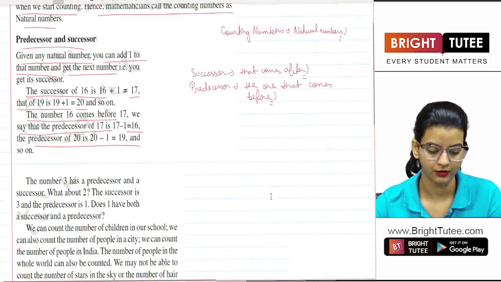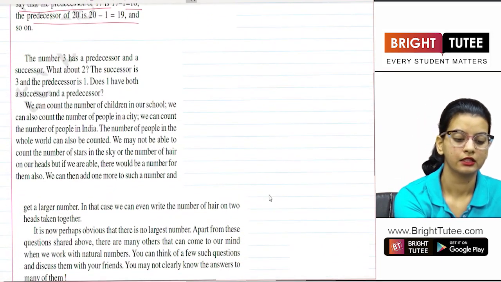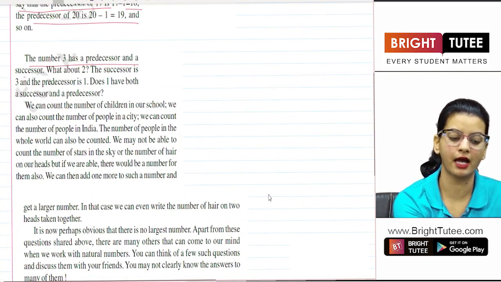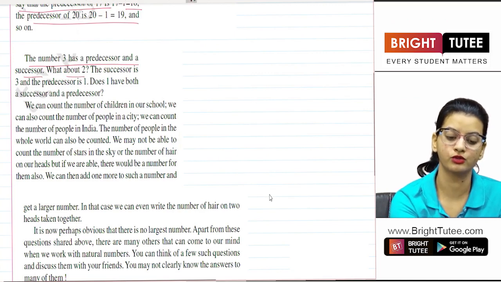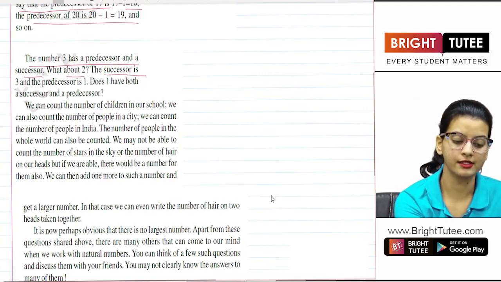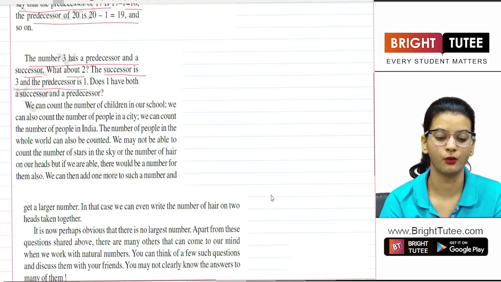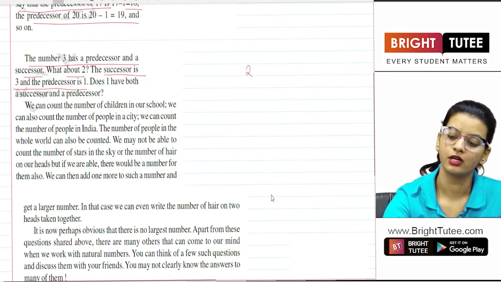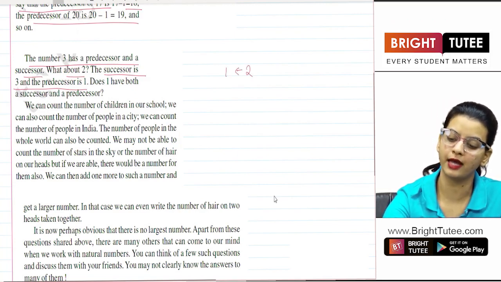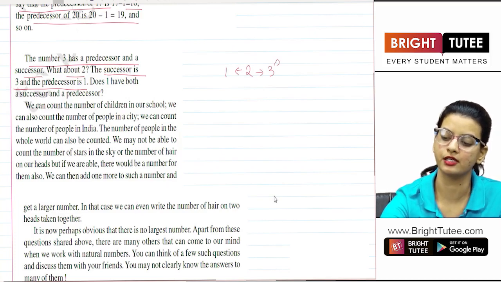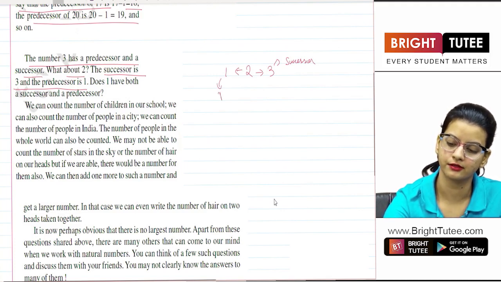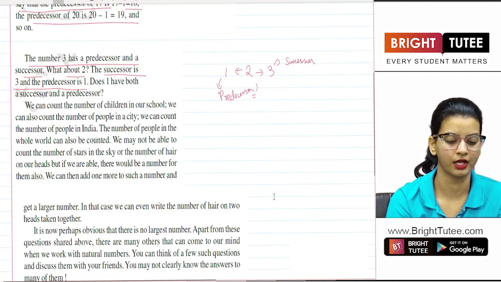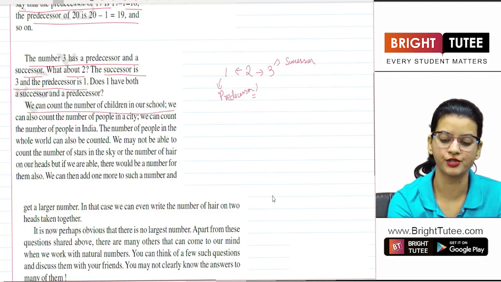Now, the number 3 has a predecessor as well as a successor. What about 2? The successor is 3 and the predecessor is 1. So for 2, the one that comes before is 1 and the one that comes after is 3. So this is the successor and this is the predecessor for 2.